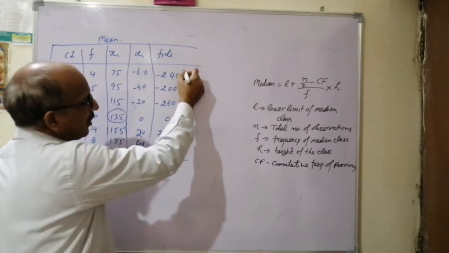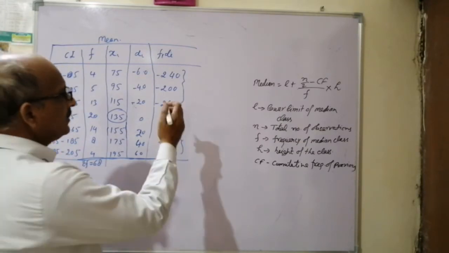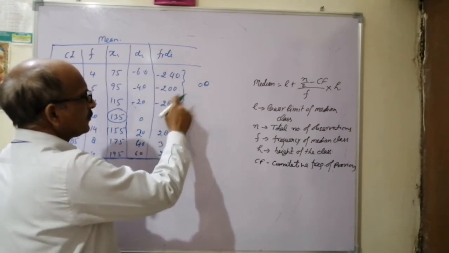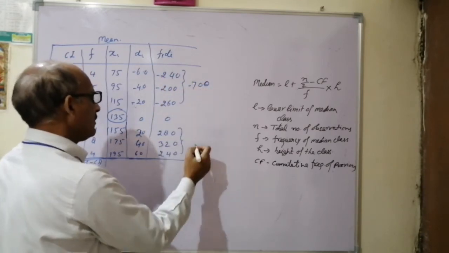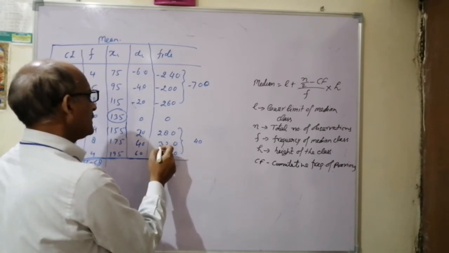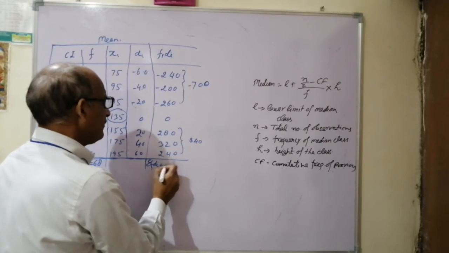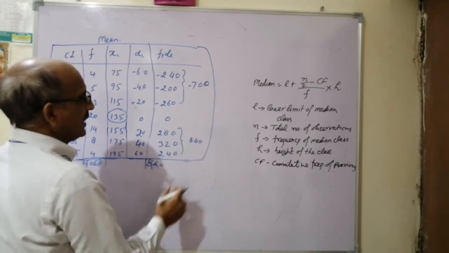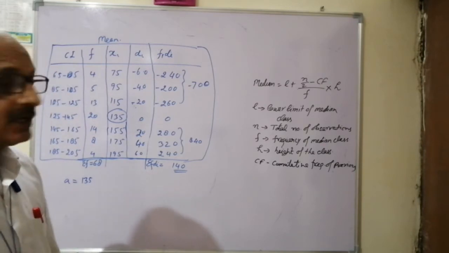Now we take the sum of negatives together and positives together. The negative values add up to 700, with 6 plus 4 being 10, and carrying over. The positives add up to 840. Now we get sigma FD, so I think we'll get 140 positive.